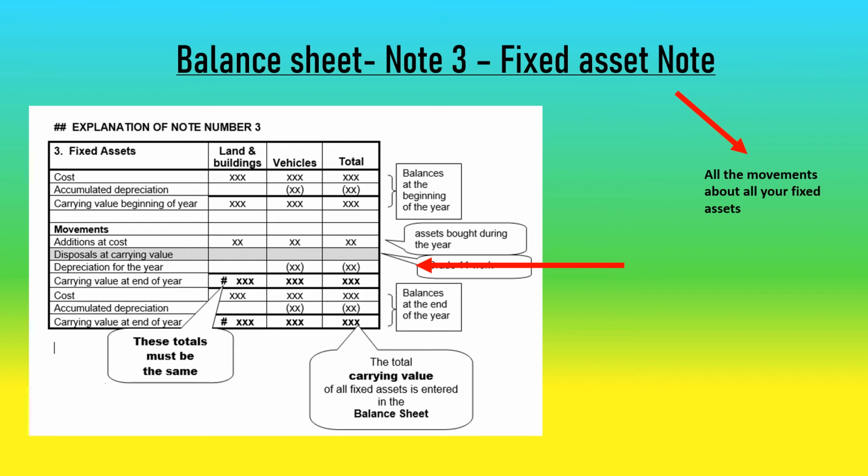So the top part is your balances at the beginning of the year. These are balances you bring down from your trial balance and are given to you at school level. Then you've got your movements. Your movements can be your additions that you've bought during the year, disposals, which will be the fixed assets that you have disposed during the year. Depreciation will be the depreciation for the year. So these are your common movements at school level that will happen on your fixed asset note.